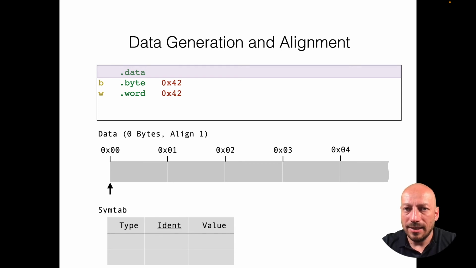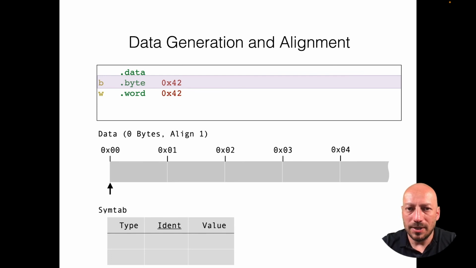And now in the second line, we have a directive for generating a single byte, but we also have a label. Now first, a label generates a new entry in the symbol table. In this case, the type will be D and the value 0, because 0 bytes were so far generated for this data segment. And that's it. Then some byte gets generated, and we proceed with the third line.